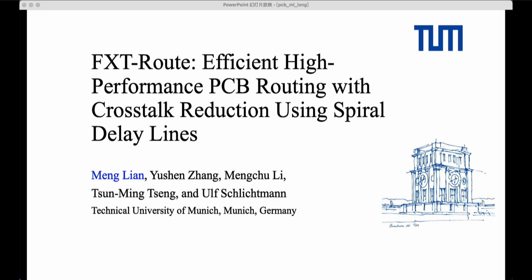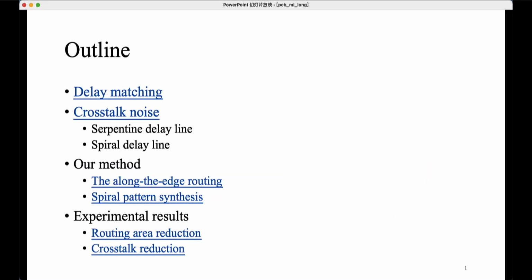As you can see on the screen, our topic today is FXT router, efficient high-performance PCB routing with crosstalk reduction using spiral delay lines. In high-performance printed circuit boards, adding serpentine delay lines is the most prevalent delay matching technique to balance the delays of time-critical signals. Serpentine topology, however, can induce simultaneous accumulation of the crosstalk noise, resulting in erroneous logic gate triggering and speed-up effects.